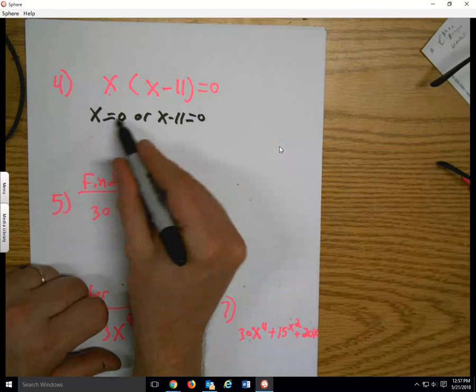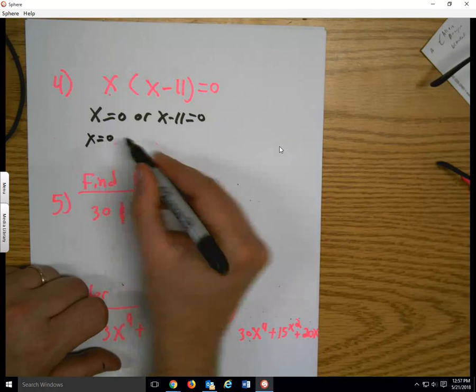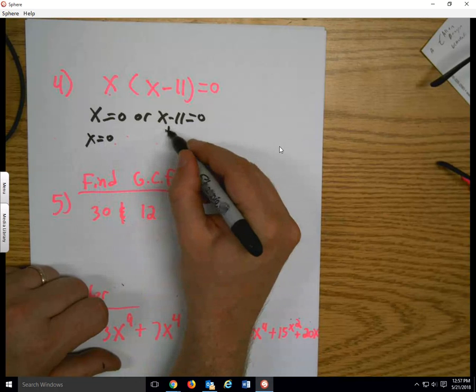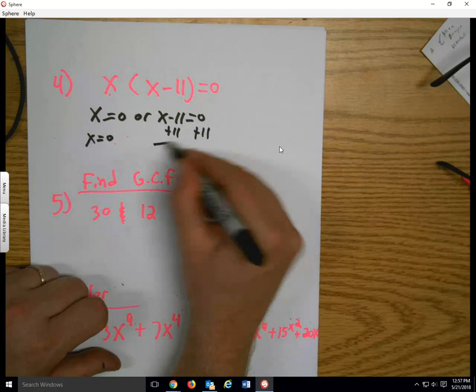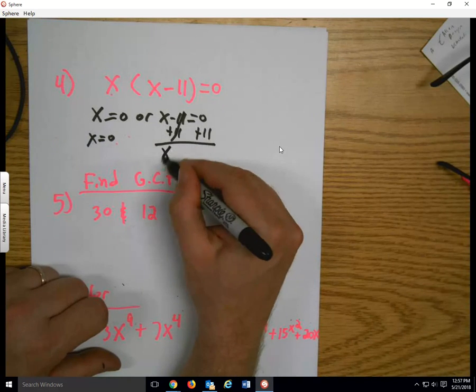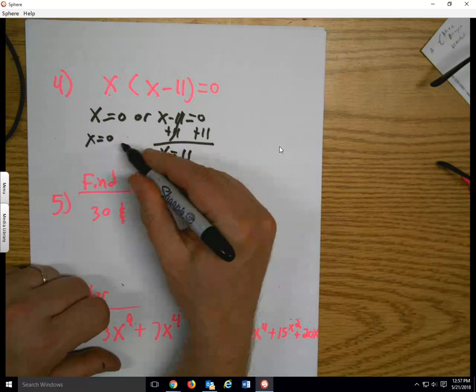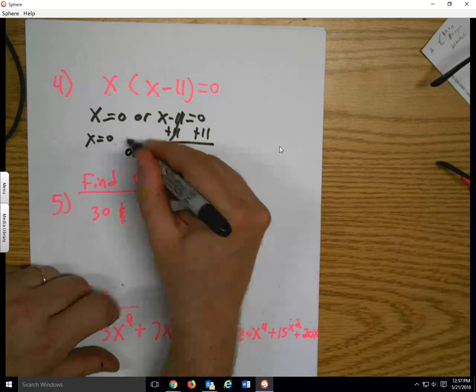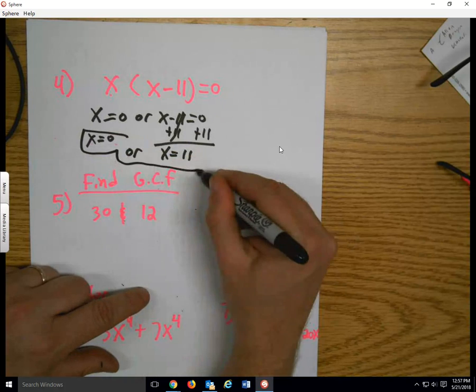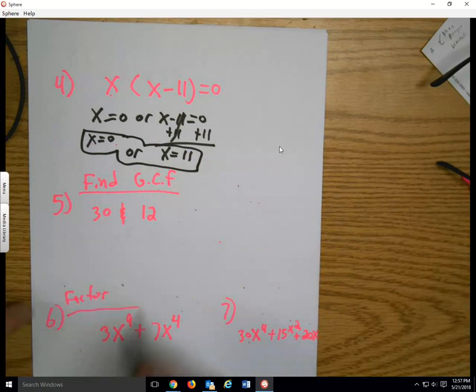Well, if this is 0, you're done. X is 0. But if this one is a 0, you have to add a positive 11. You have to solve for x. So the answer is either that x equals 0 or x equals 11.